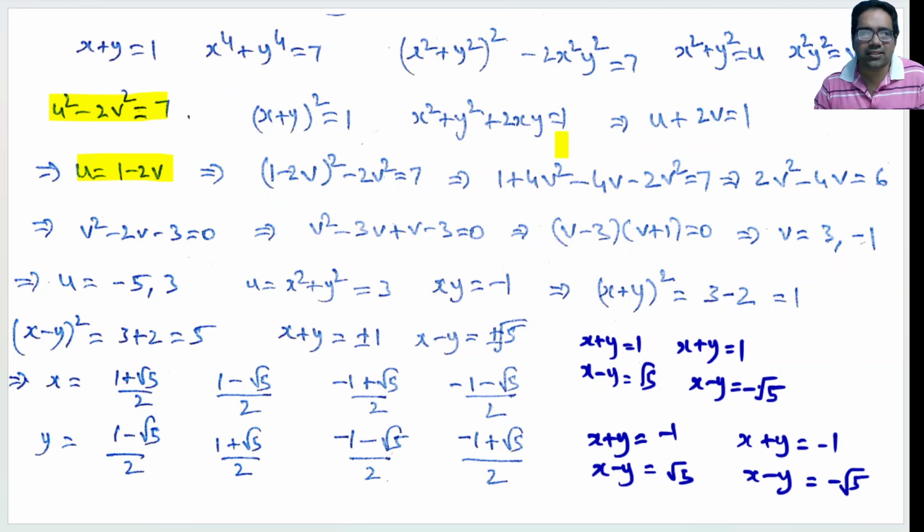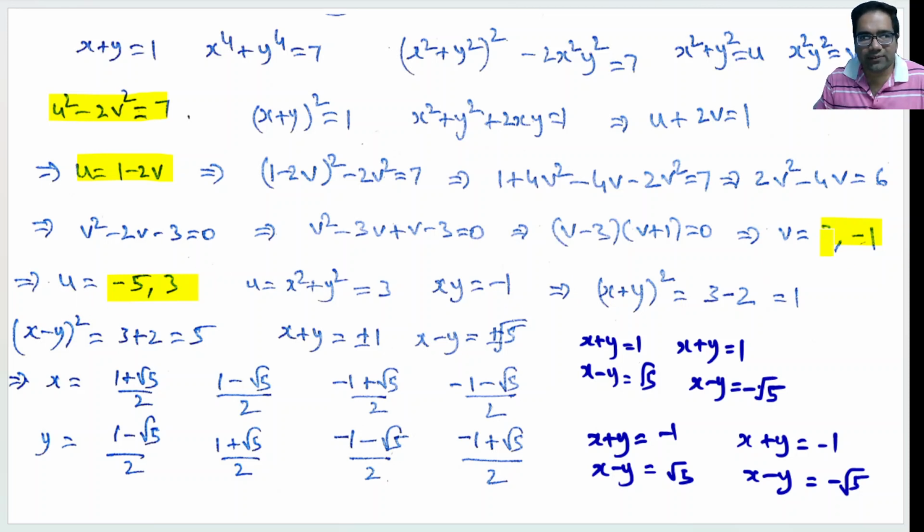What is v? v is our xy. If v is 3, what is u? u is 1 minus 2v, so 1 minus 2 times 3, which is 1 minus 6, which is minus 5. So u is minus 5. Or if v is minus 1, then u is 1 minus 2 times minus 1, which is 1 plus 2, which is 3. So u is either minus 5 or 3, and v is correspondingly 3 or minus 1.